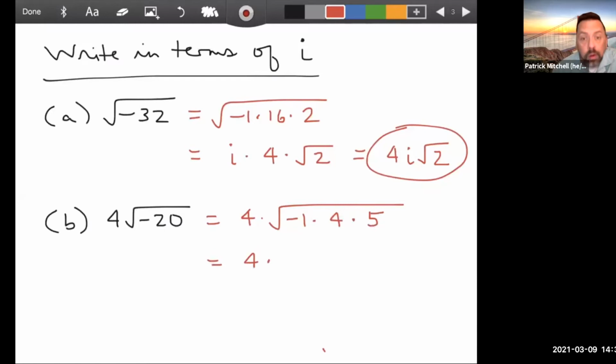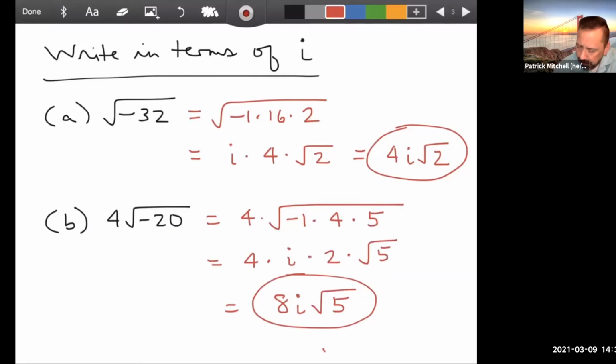Okay, so square root of -1 is I, the square root of 4 is 2, and the square root of 5 is just the square root of 5. So putting it all together, you get that 4 times the square root of 20 simplifies to 8I times the square root of 5.